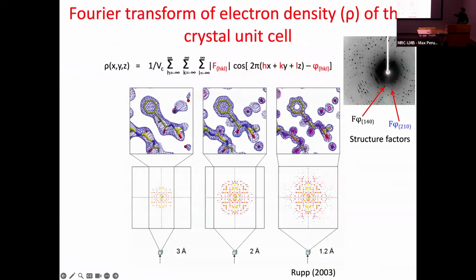Now, the more spots you can collect away from the center, the higher your resolution is going to be. This is an example. If you got this number of spots from a diffraction, you're going to get maps that look like this. If you get this amount of spots, your maps are going to look like this. It will be much easier for you then to build your model out of it.